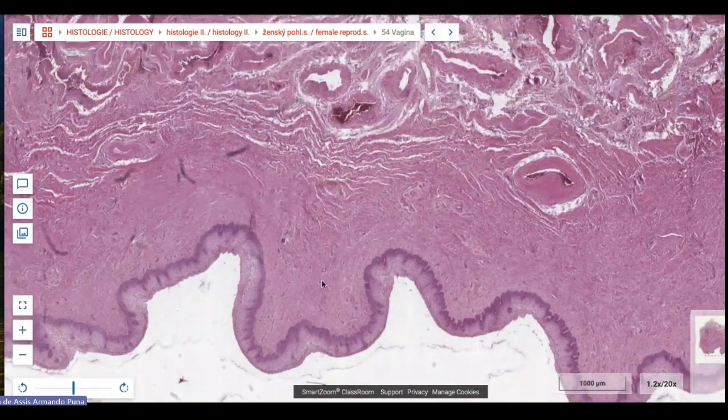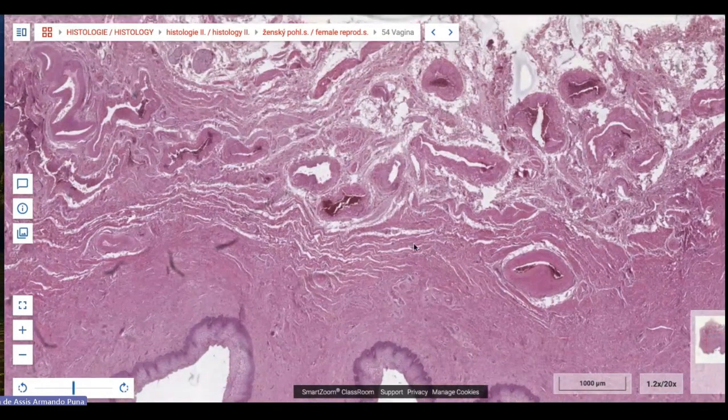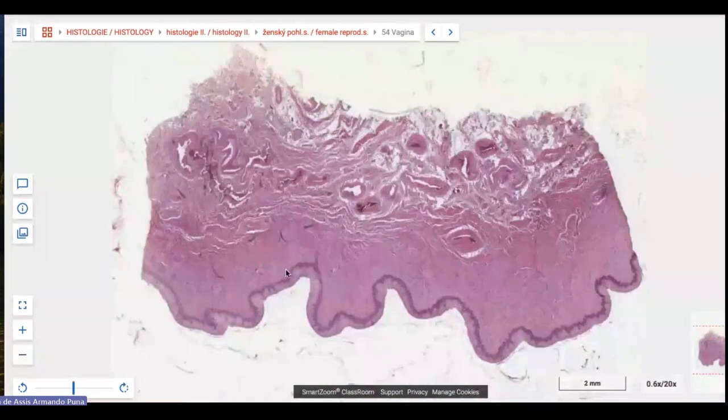You then have your tunica muscularis externa, which is two layers of smooth muscle, and then you have your tunica adventitia, which has all these thick bundles of elastic fiber. And this is really it for the vagina. There's nothing more. There may be some details that you need to know, but we don't really have much time.